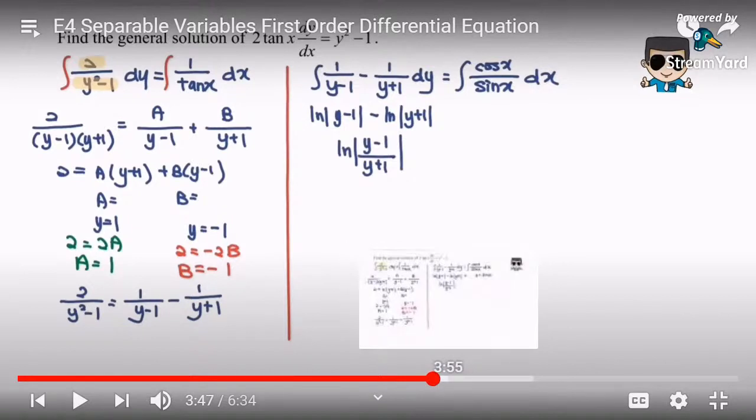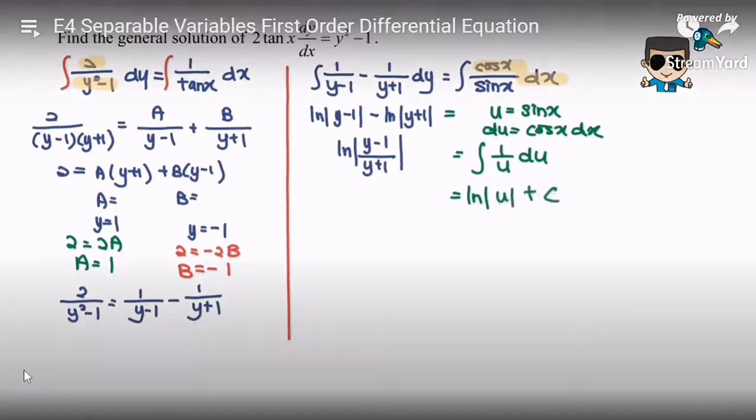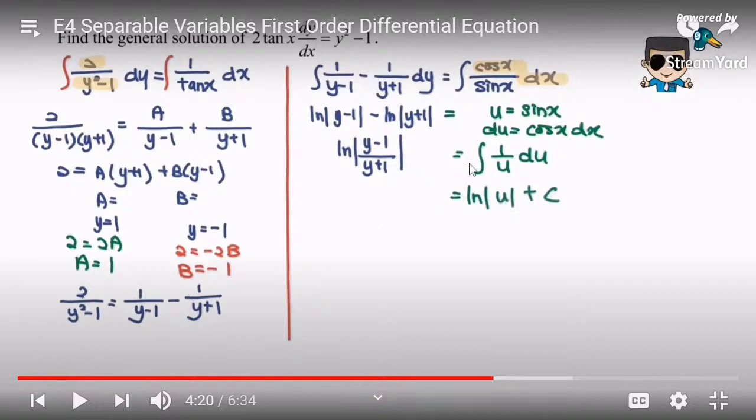Let u equals to sin x. Differentiate, we will have du equals to cos x dx. And notice that we can substitute the situation as du. Integrate 1 over u with respect to u. So finally, we have ln u plus c on the right. Rewrite the situation. Boleh? Ini adalah substitution method. Kalau saya substitute, dia akan jadi situasi beginilah.